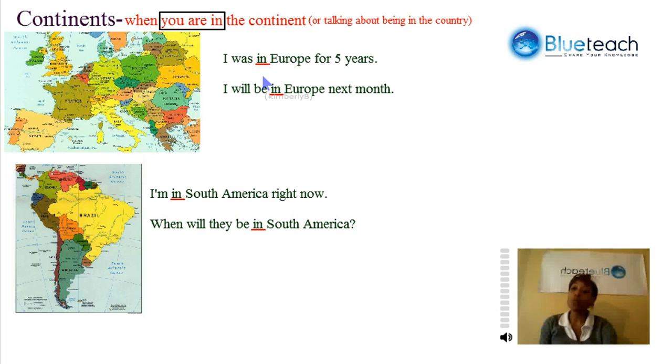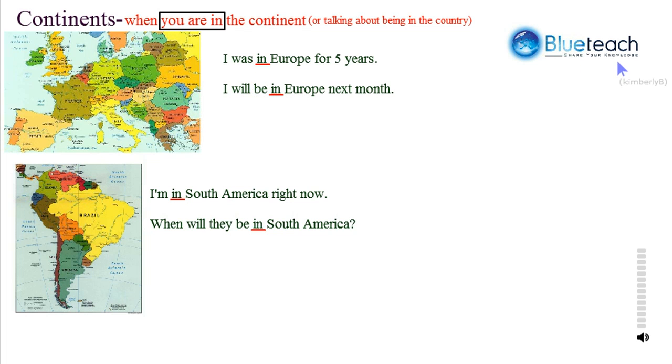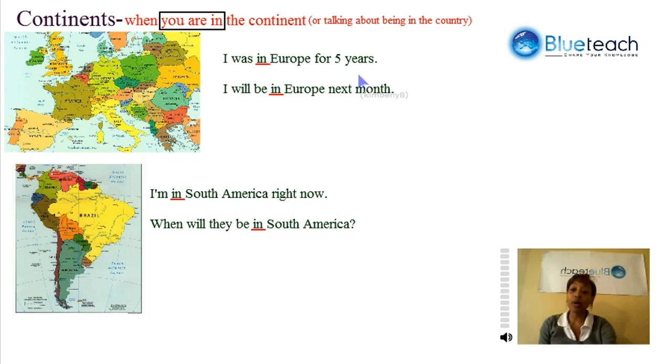However, when we are in a continent or talking about being in a continent, we use the preposition in. I was in Europe for 5 years. I will be in Europe next month. I'm in South America right now. When will they be in South America? With the verb to be, we see that we use the preposition in. There are lots of other verbs that we'll see in just a few seconds that also use the preposition in when we are talking about a continent or a country.